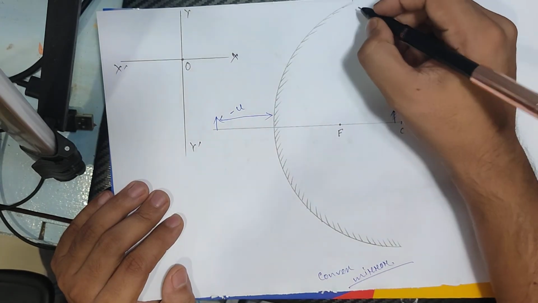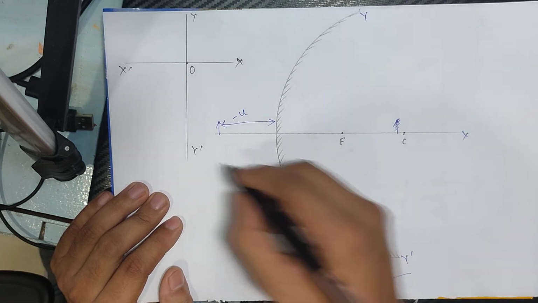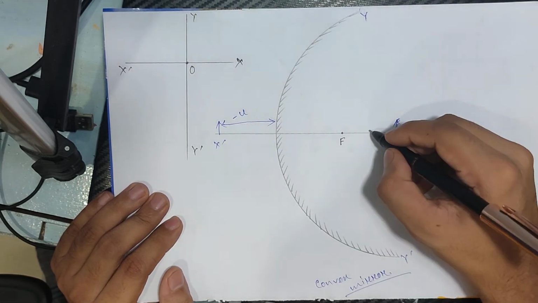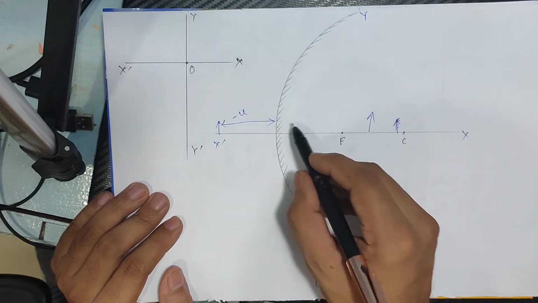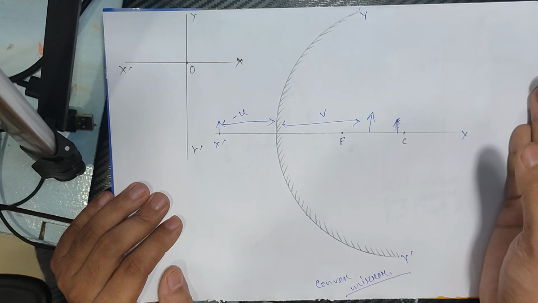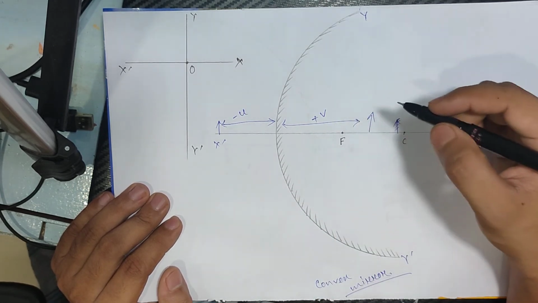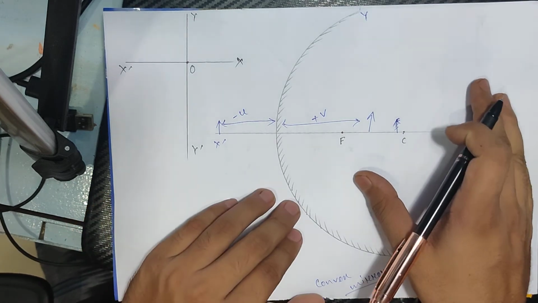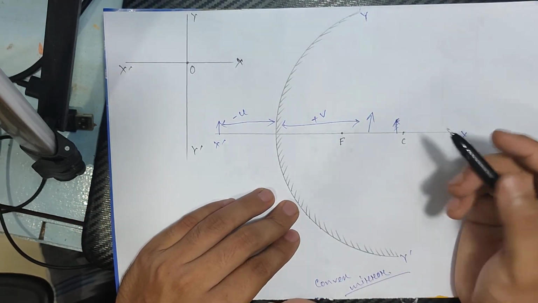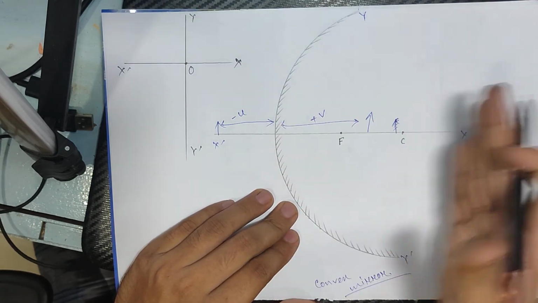Okay, so here we have this y and y dash, and this is our x and x dash. So if the image forms here, or anywhere, this distance is known as v. So the v will be positive because it is on the x side. It may be 20, 30, any value it may be, it will always be positive, means positive if it lies on the right hand side or towards this x side.